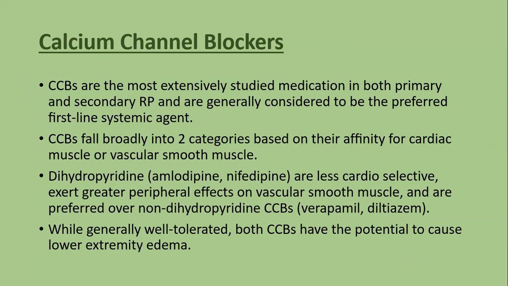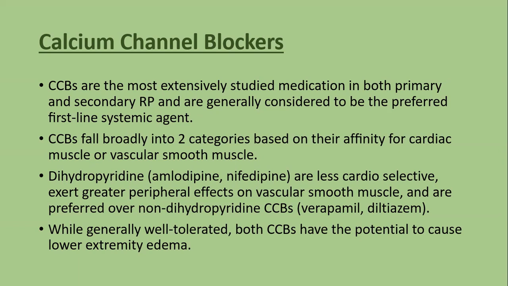So first and foremost are the calcium channel blockers. These are the most extensively studied medication in both primary and secondary Raynaud's phenomena and are generally considered the preferred first-line systemic agent. Calcium channel blockers broadly fall in two categories based on affinity for cardiac muscles and vascular smooth muscles.